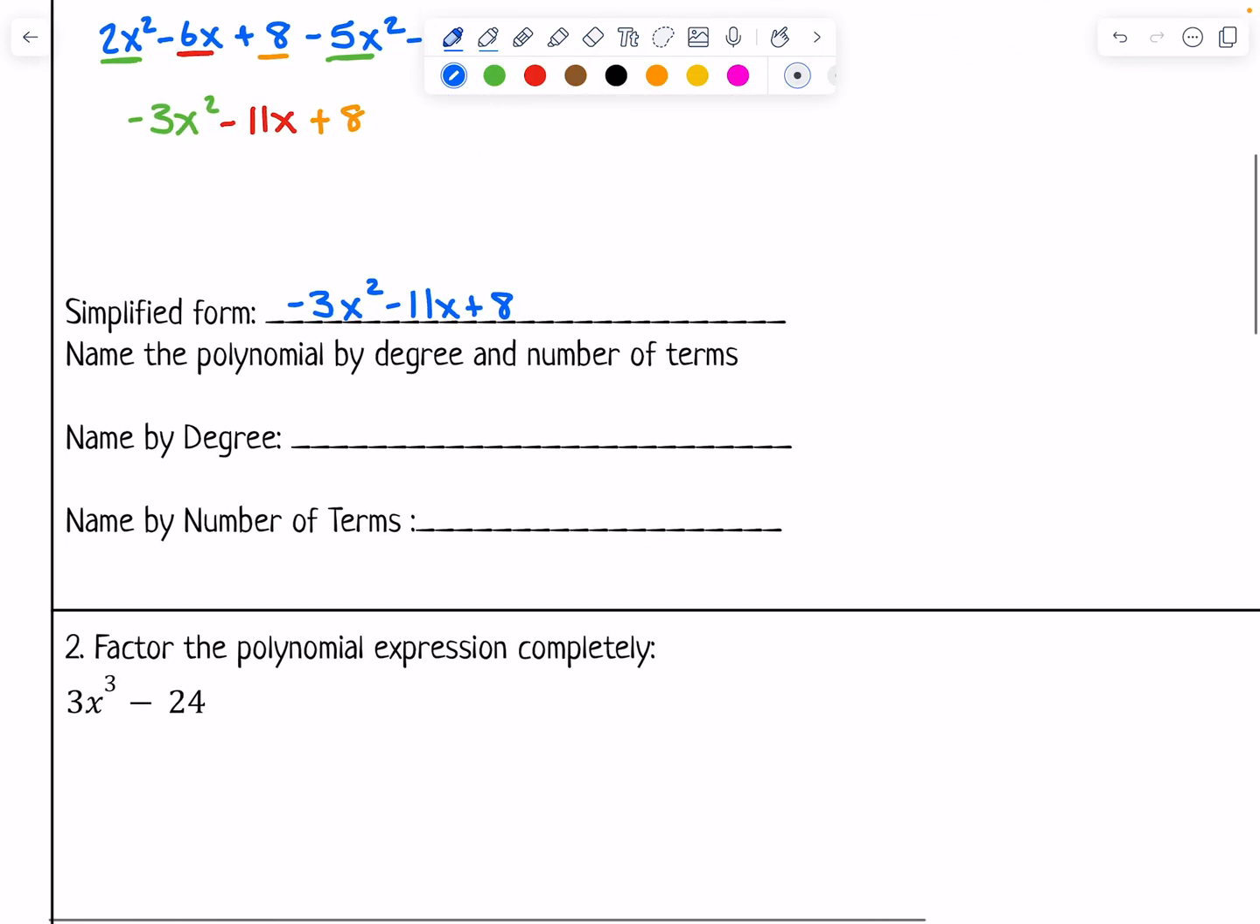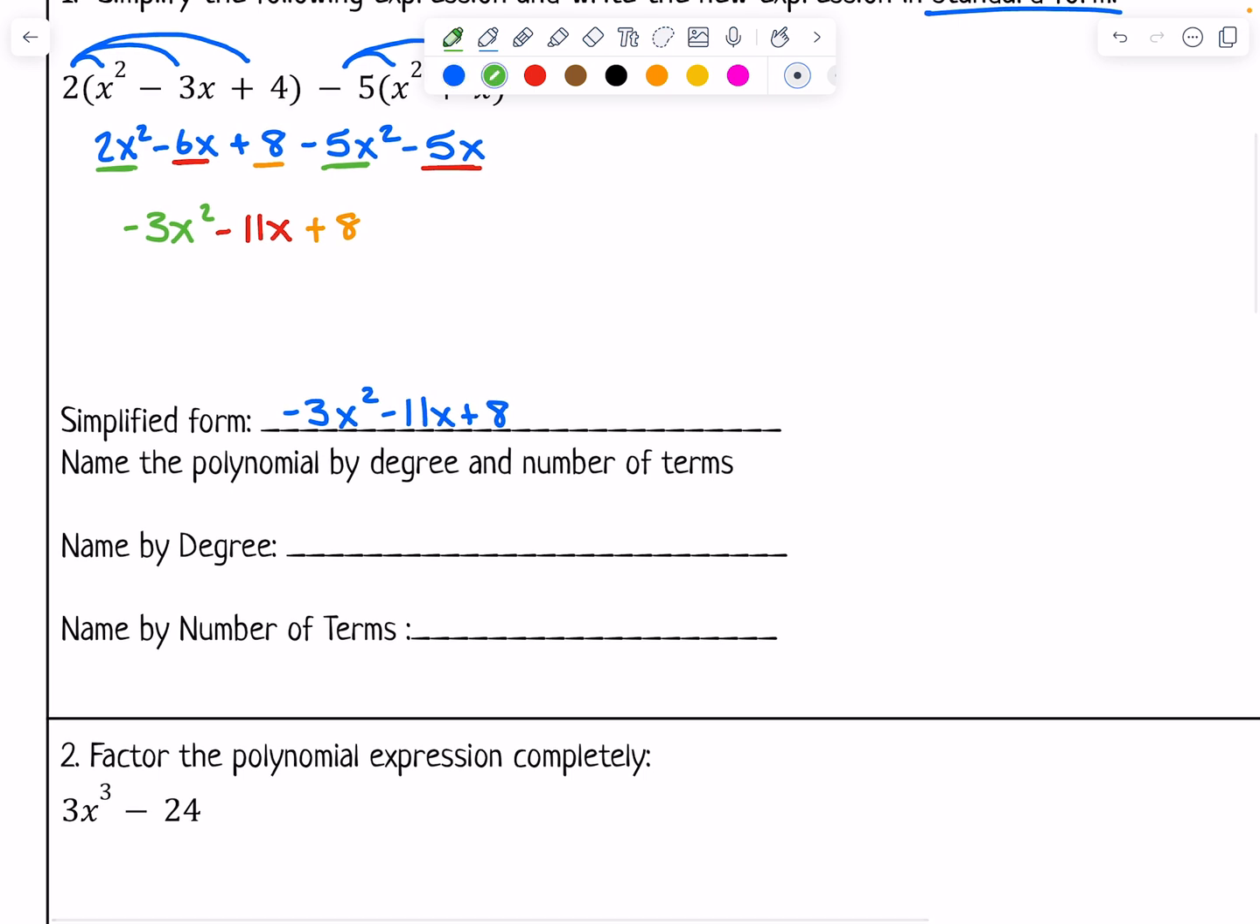Then to name the polynomial by degree, the degree of this polynomial is 2 because it always goes with your highest exponent. Based on the degree of 2, I would name it quadratic. And then number of terms means how many terms I have separated by plus or minus that I couldn't combine. The first term is negative 3x squared, my second term was negative 11x, and the third term was 8. So there's 3 terms, and to name it by number of terms, this is a trinomial.